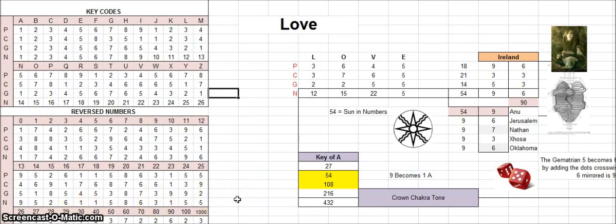Hi, this is Jen here again, and as promised, I'm going to give a little tutorial on how to break down a word in various ways. So let's call this, How Do I Love Thee? Let Me Count the Ways. So let's work on the word love.